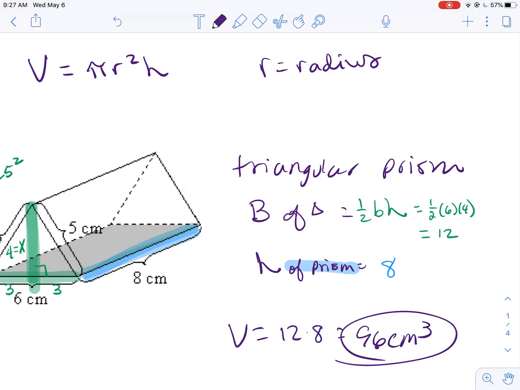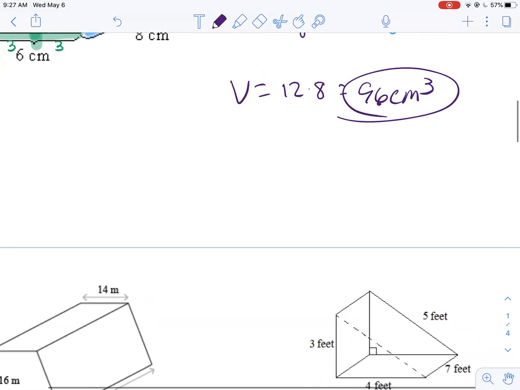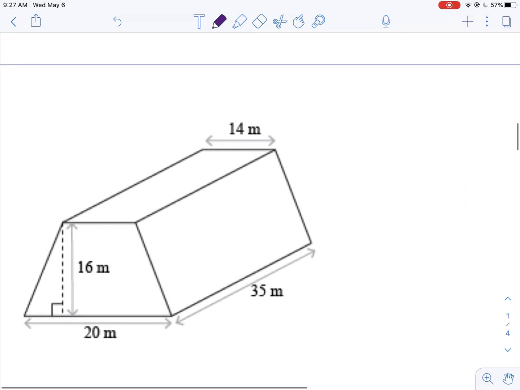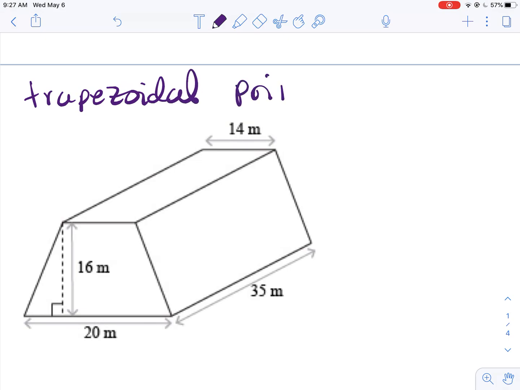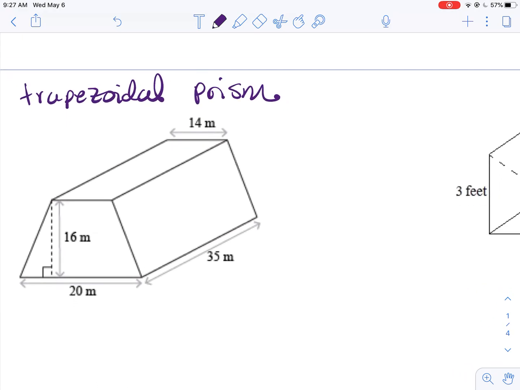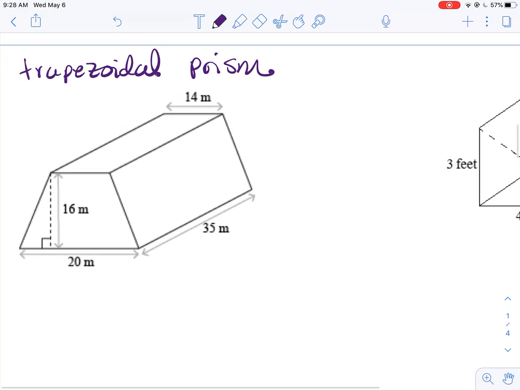Okay, so from all perspectives, it seems like finding volume is a little bit easier than finding surface area and lateral area. Let's do a few more. So here we go. As I said before, if we can say the name of the figure, then we can identify the shape of the base, and therefore we can find everything we need.